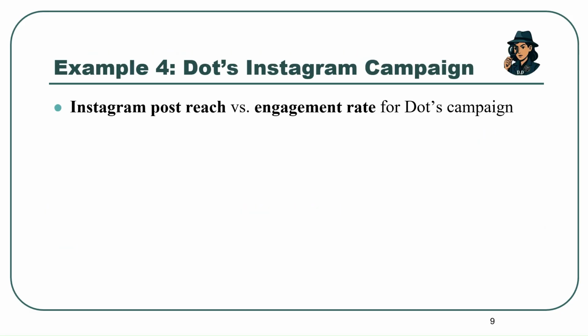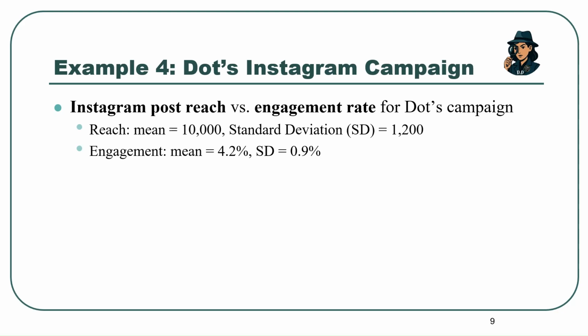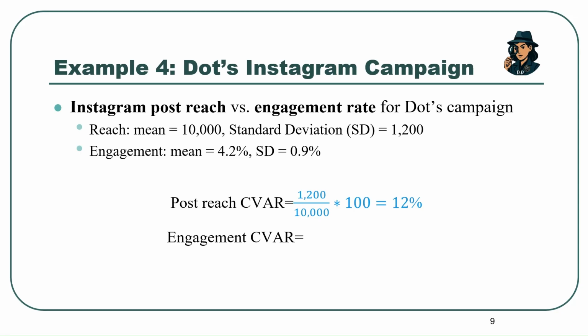Dot launched an Instagram campaign. Each post reached thousands, but did they engage her audience consistently? Let's calculate the coefficient of variation for both metrics. For the CVAR, I'm going to take the standard deviation, divide it over the mean, and multiply by 100. It gives me 12% as a value for the CVAR, and this is unitless as we said before. For the engagement rate, the CVAR has a value of 21.4%.